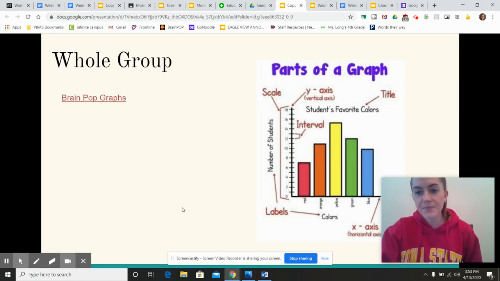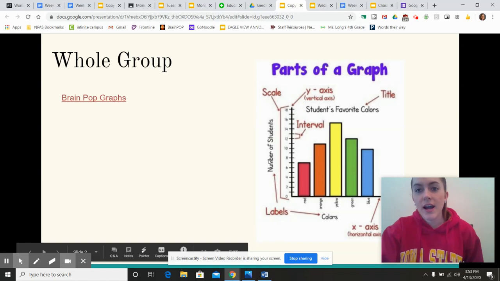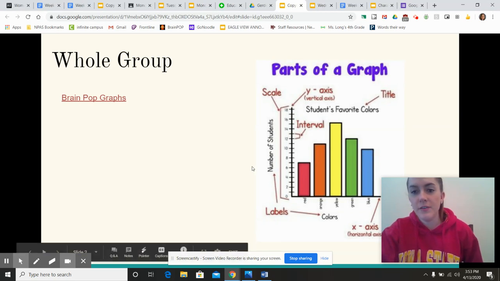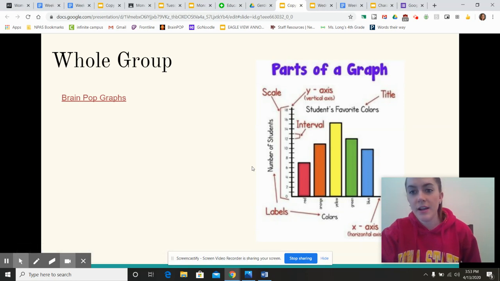All right, so right here, I chose to put this picture up here because I think it does a great job representing all the parts of a bar graph. You've seen bar graphs like this before. We're going to just dive deep into what each part is of a bar graph and how it can help us answer questions of data.